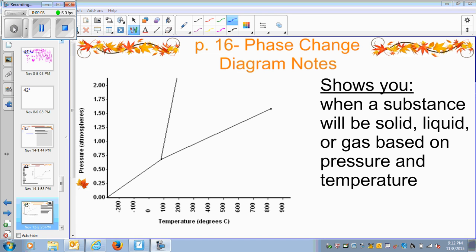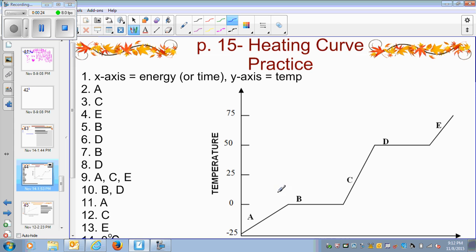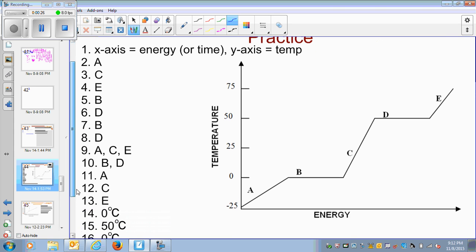Hi everyone. In this video we will talk about the phase change diagram. It is the same concept of heating and going through melting, freezing, condensation, vaporization. But in the heating curve we were only talking about the temperature change, so there was no second variable. It was only temperature, and we discussed how energy will change as we change the temperature.